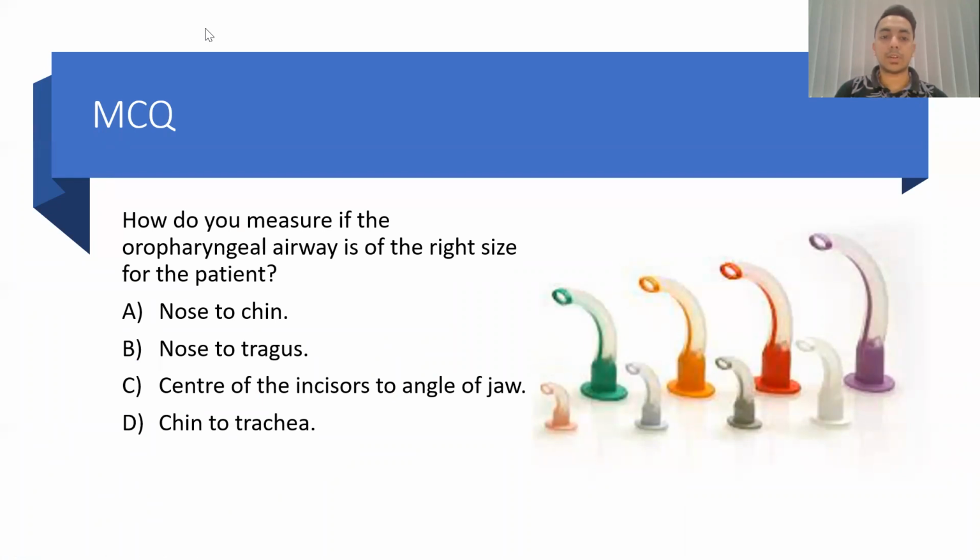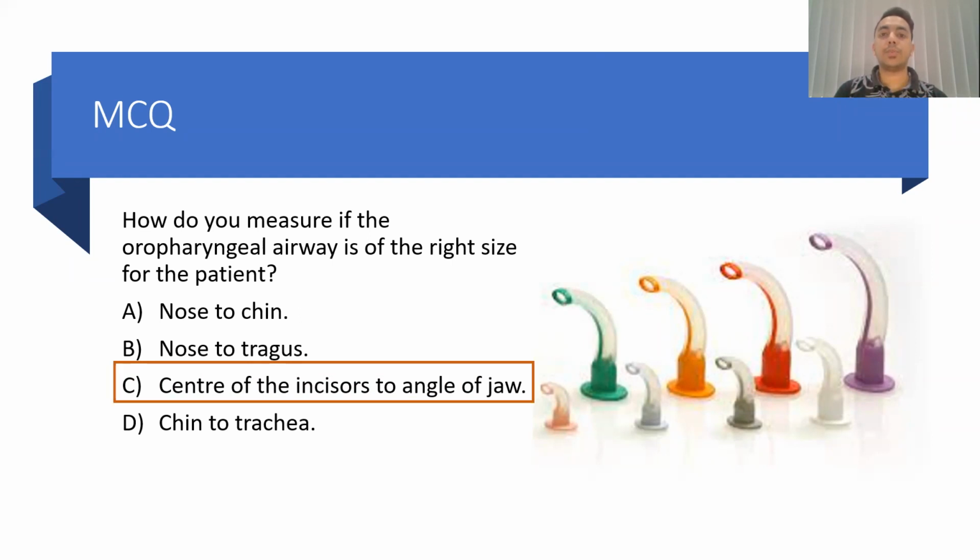Any takers on what the answer is here? Right, I've seen that there are 2 people who responded. Yes, C is the right answer in this case. So it is from the center of the incisors to the angle of the jaw.